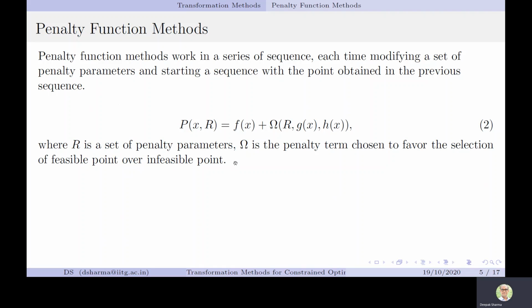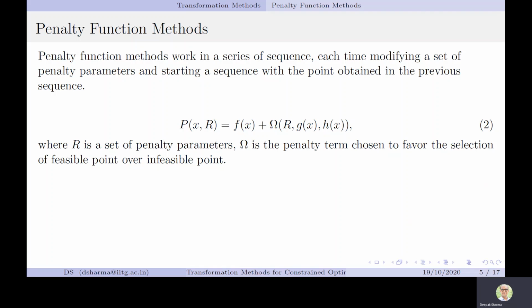As we will see when we solve an example, these penalty function methods work in a sequence, each time modifying a set of penalty parameters. As you can see in equation number 2, there is a term called R. This is called the penalty parameter, a set of penalty parameters, and each sequence starts with the point obtained in the previous sequence. Similar to generations, we are going to have sequences.